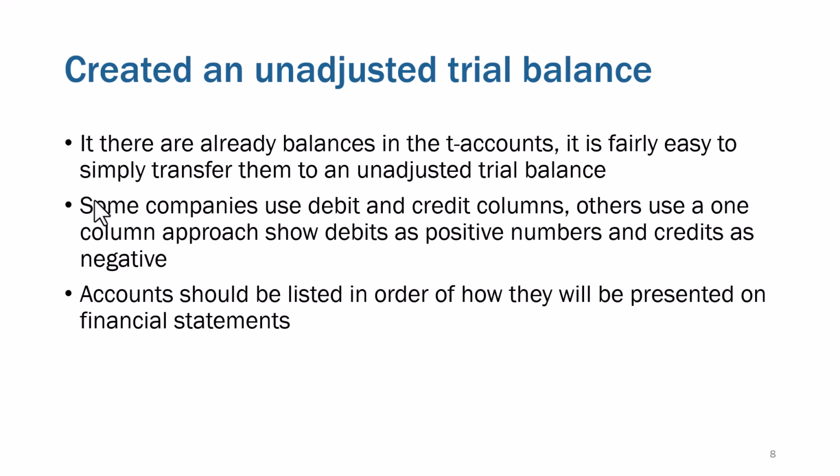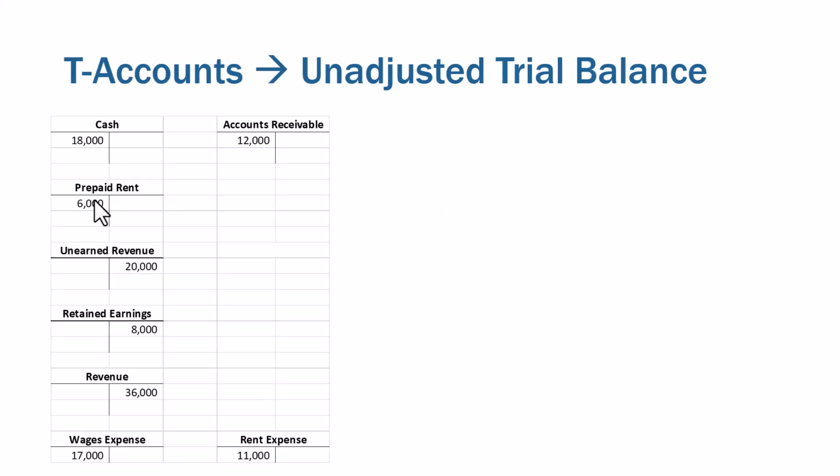Optimally, you would list the accounts in the order that they're going to be presented on the financial statements, just to make it very easy to prepare them afterwards, and make sure to check that debits equal credits. So here is an example. We're going to use this sample company throughout.